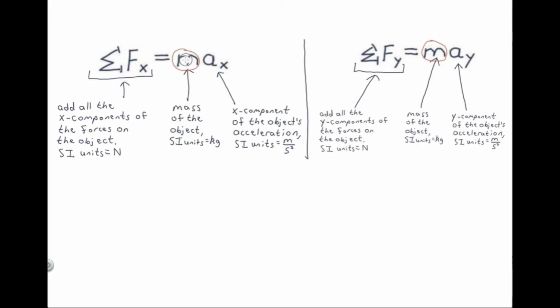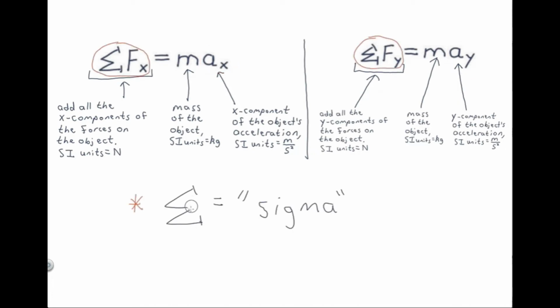Here's the answer. M stands for the object's mass. A sub x stands for the x component of the object's acceleration. A sub y stands for the y component of the acceleration. This symbol is the Greek letter sigma. Sigma means add.